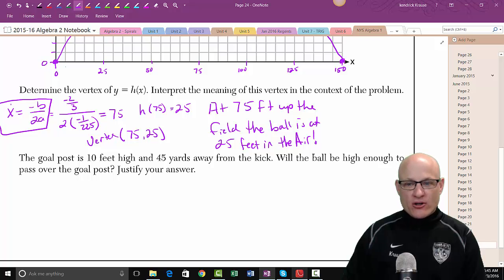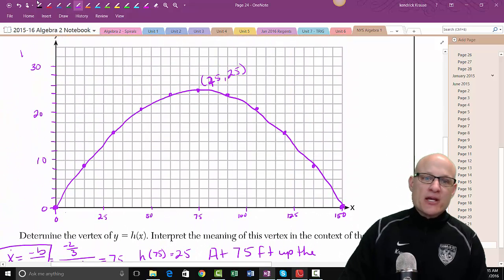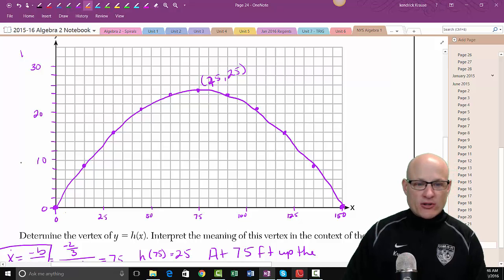Will the ball be high enough to pass over the goal? So what I'm going to do up here is grab another calculator, grab another pen, and graph the goal post. It didn't say you couldn't do this, so I'm going to graph the goal post, and the goal post is at 10 feet. This is the goal post.